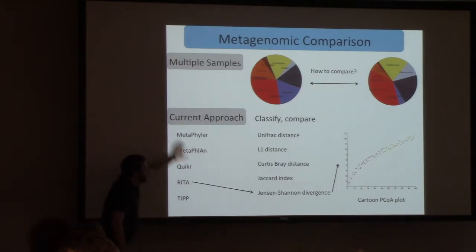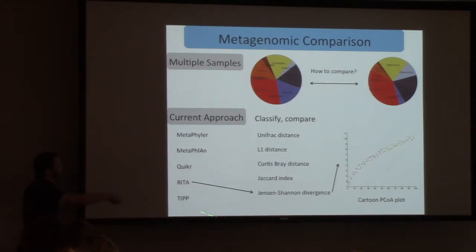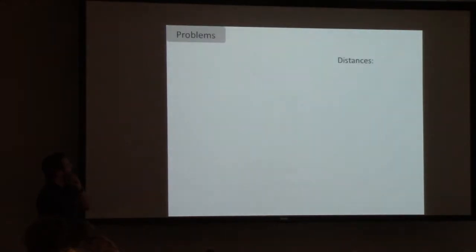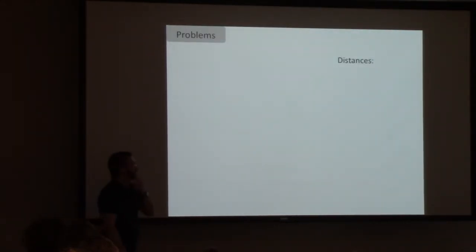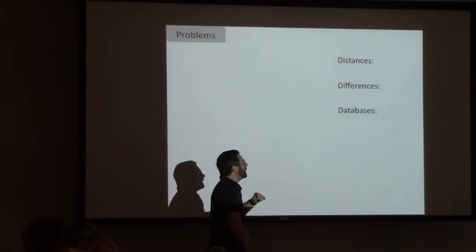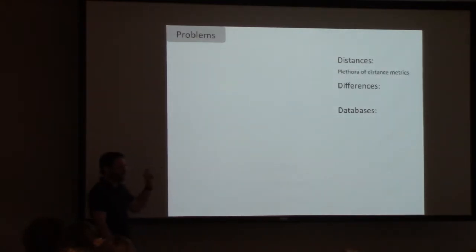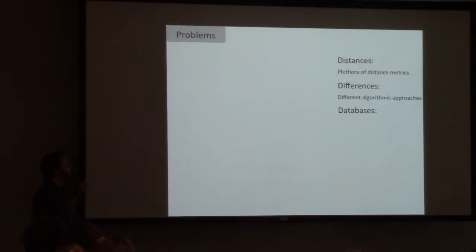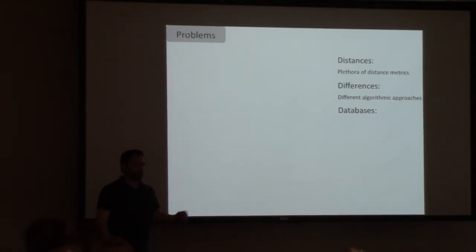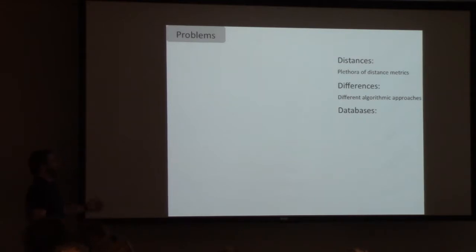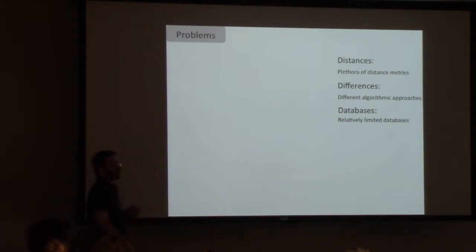Okay, so what is one of the reasons for this sort of unfortunate behavior? I like alliterations, so it comes down to distances, differences, and databases. So distances, there are a plethora of different metrics, and nobody really agrees on which one to use. The algorithmic approaches of each one of these different metagenomic approaches is completely different. Some use marker k-mers, some use marker genes, some use machine learning, some use statistical models, etc. And so you can get completely different results, as well as the biggest thing, which is really relatively limited databases.